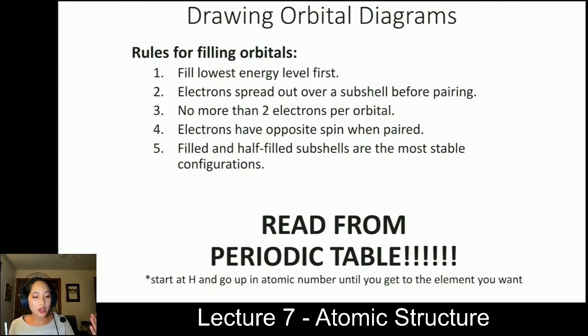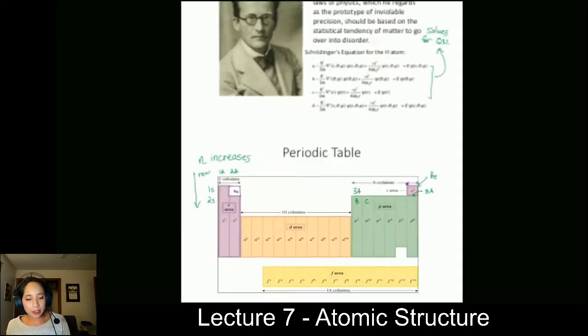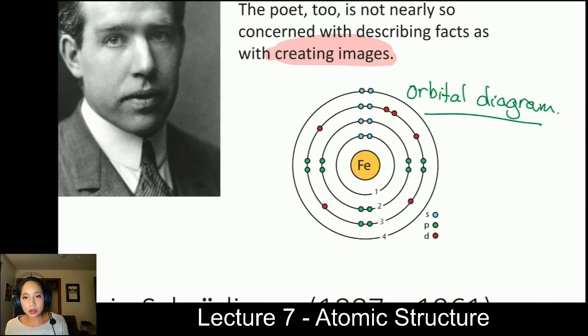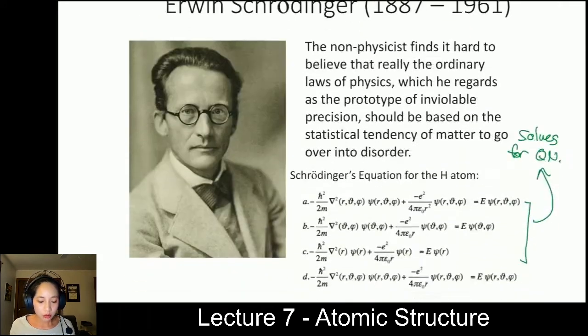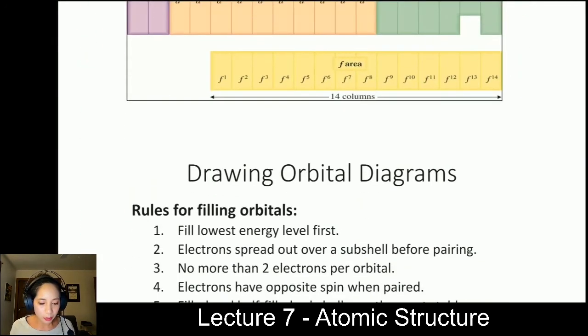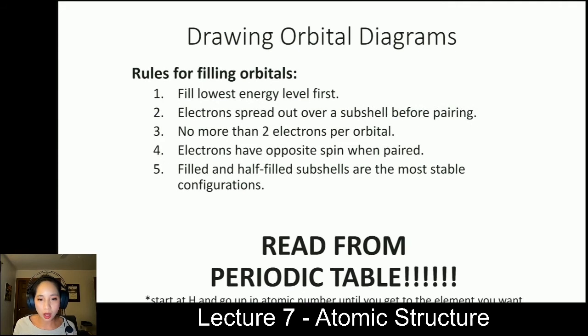So the rules for filling orbitals when we make orbital diagrams. Orbital diagrams, that's what I showed here, what our Bohr fella was showing us. So how do we make one of those? Well, as long as we move across the periodic table and understand where those S, P, D blocks are, then we'll be able to do it. So rules for filling orbitals.